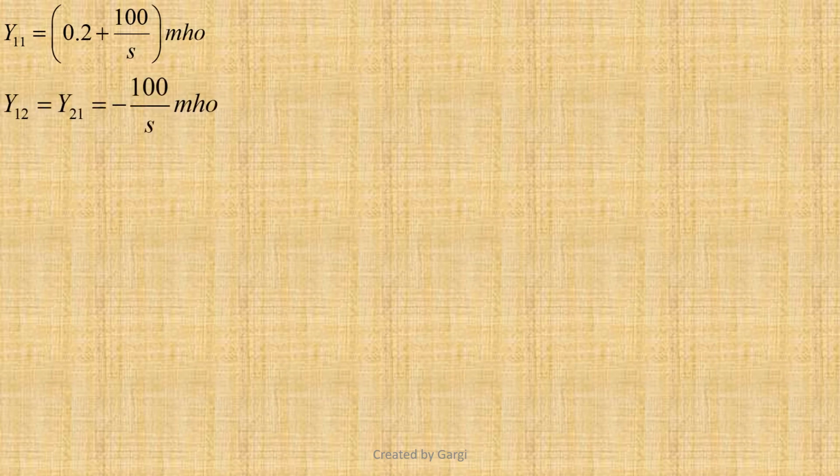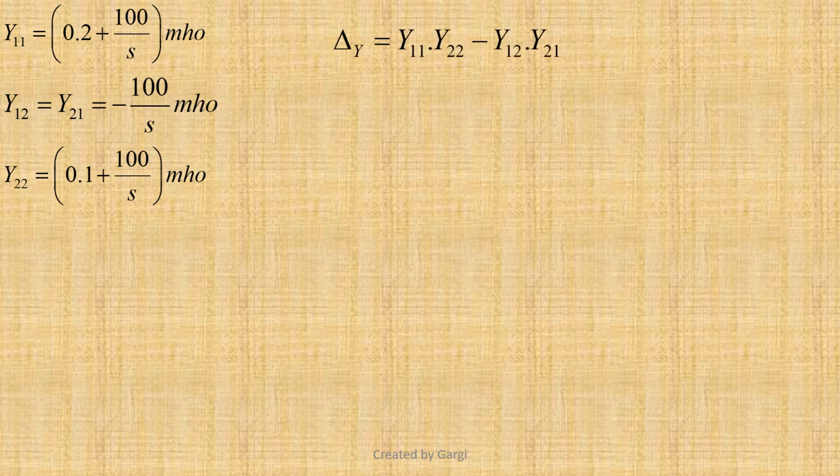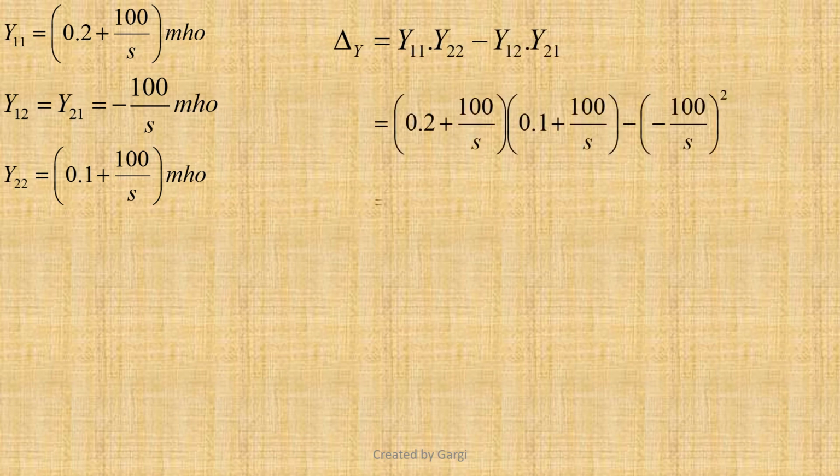So we have obtained Y11 equals 0.2 plus 100 by S mho, Y12 equals Y21 equals minus 100 by S mho, and Y22 equals 0.1 plus 100 by S mho. Therefore, delta Y equals Y11 Y22 minus Y12 Y21 equals S plus 1500 divided by 50S mho square.